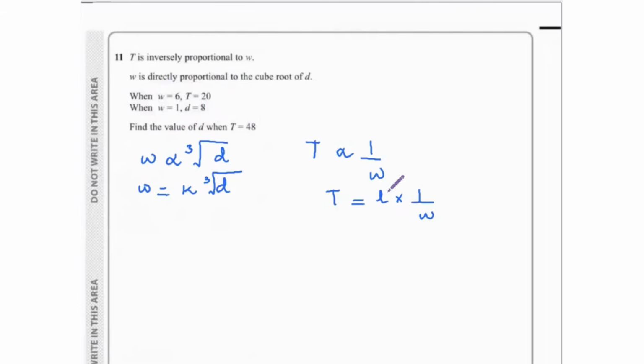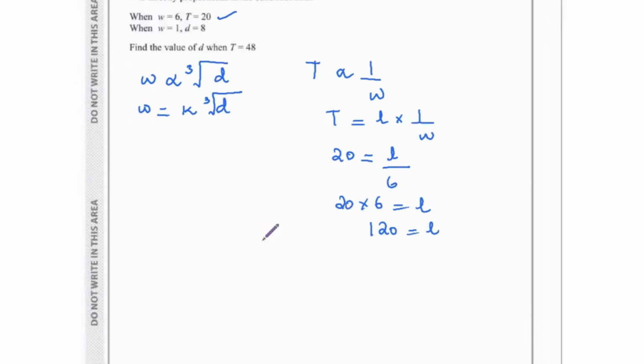So let's use these values to find the value of L first. So 20 equals L over 6. 20 times 6 equals L, and that's 120. Which means we create the proper formula, that's T equals 120 divided by W. That's your formula for T and W.